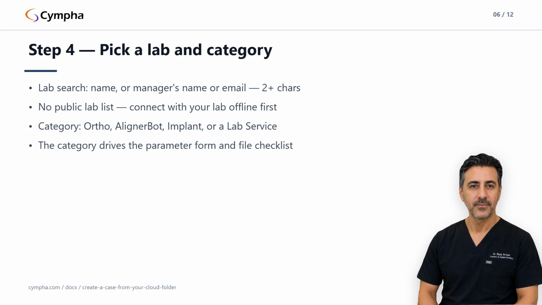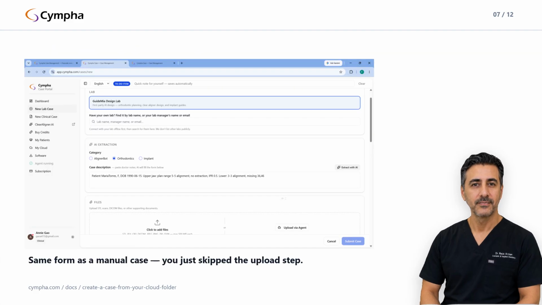Then comes the clinical block, and that one changes shape entirely depending on the category, which is worth a slide of its own. The clinical block depends on category.